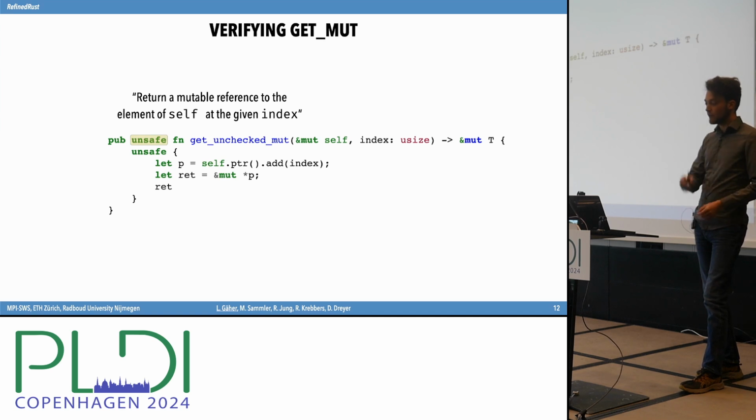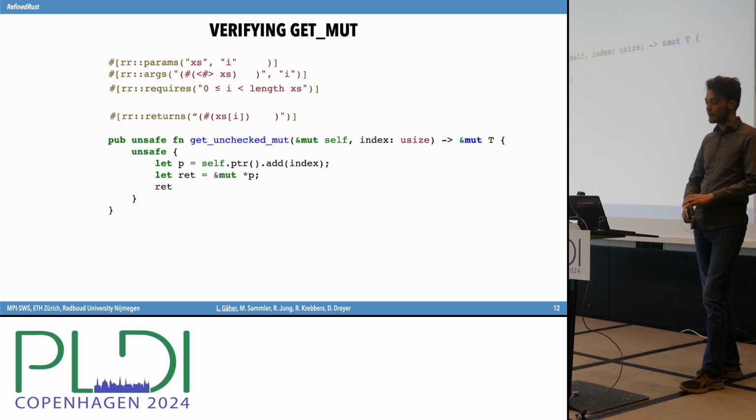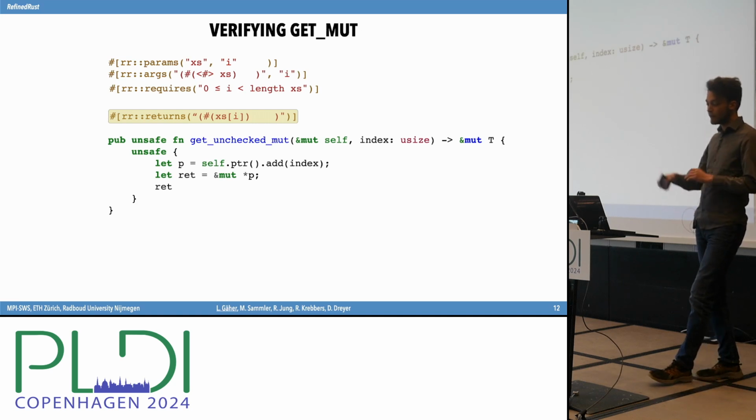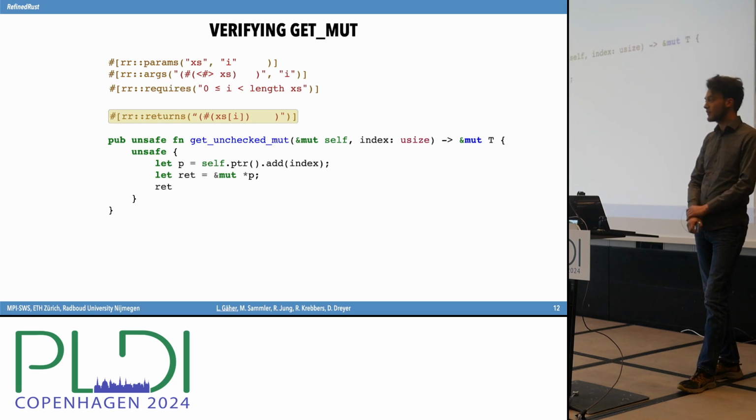For the specification, we annotate the function again, and we first specify the mathematical values for the arguments, saying that the vector has a list XS and the index is a natural number I. And then we want to specify that we return a new mutable reference to the right element of the vector. And this uses the returns clause, which says that the returned reference contains the element of the list XS at index I. And finally, as I said, you should assume that I is in the range of the list. This is something that the caller has to ensure.